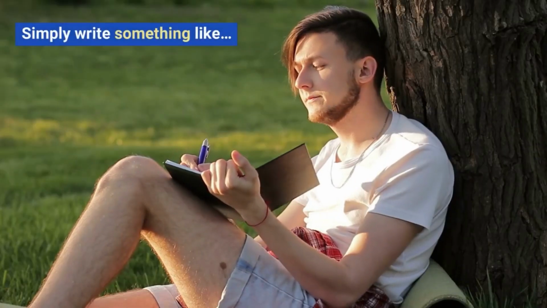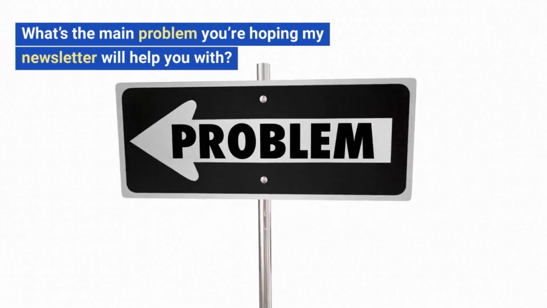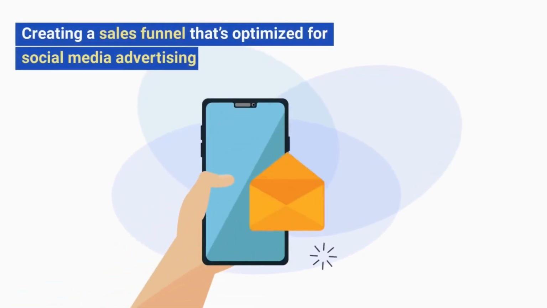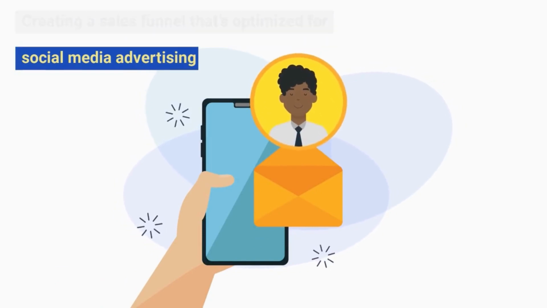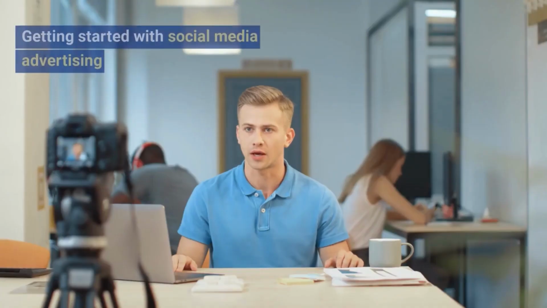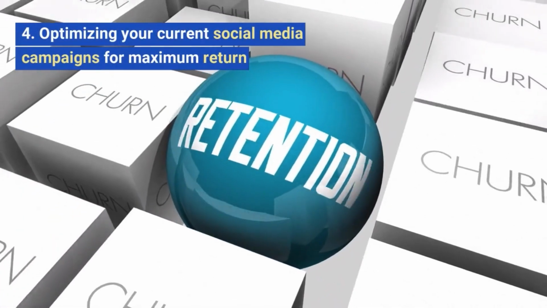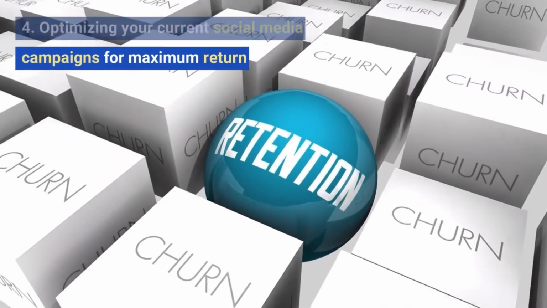Simply write something like, "What's the main problem you're hoping my newsletter will help you with?" 1. Creating a sales funnel that's optimized for social media advertising. 2. Getting started with social media advertising. 3. Fixing your current social media advertising problems. 4. Optimizing your current social media campaigns for maximum return.